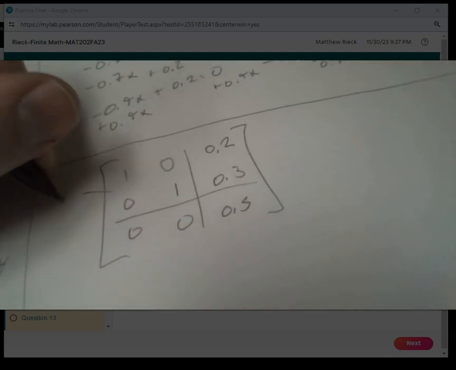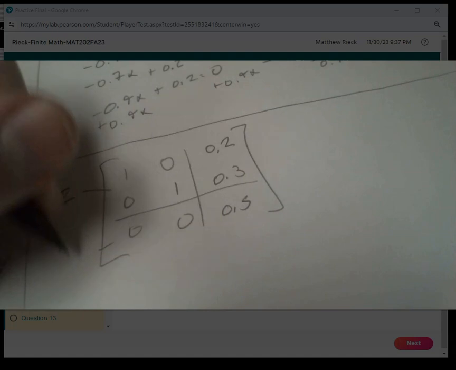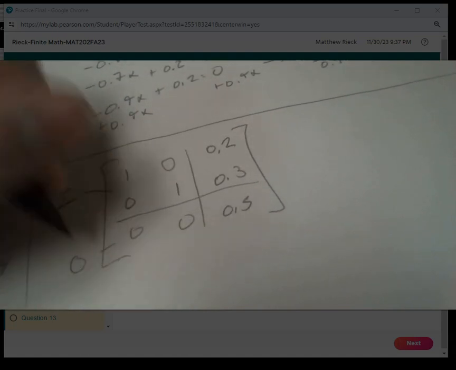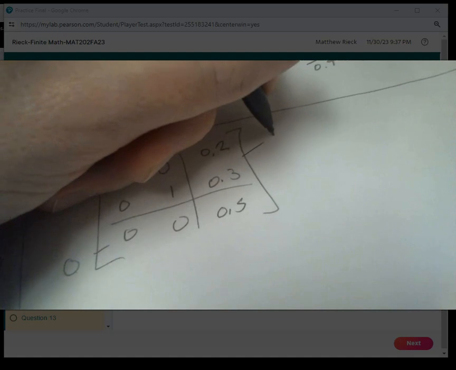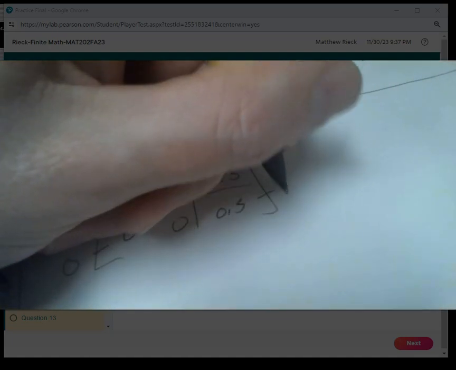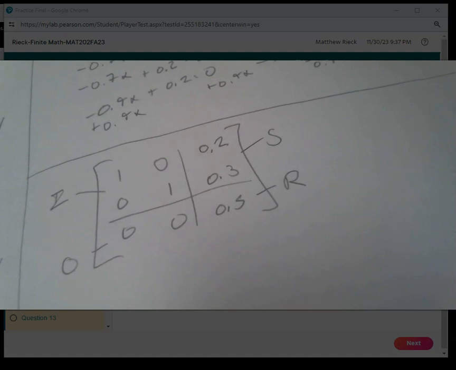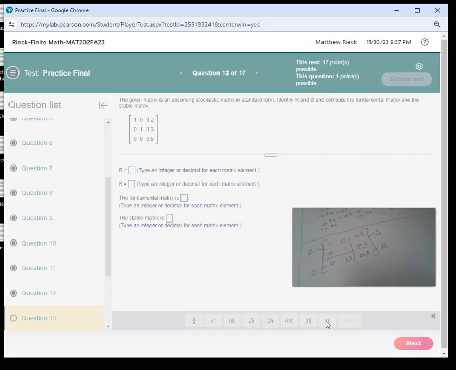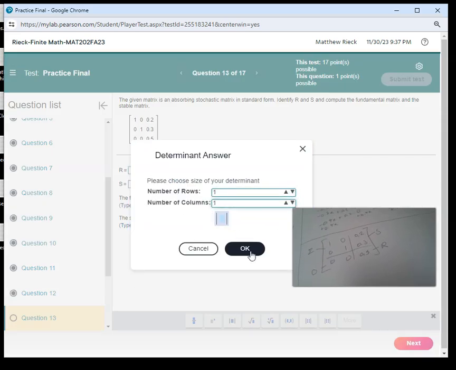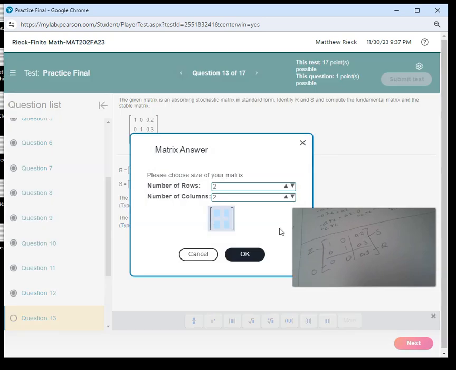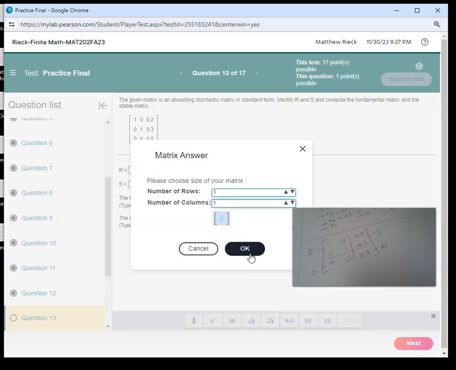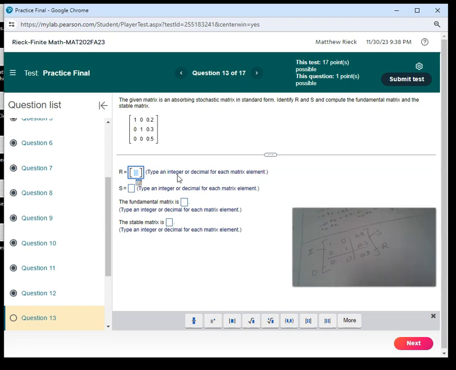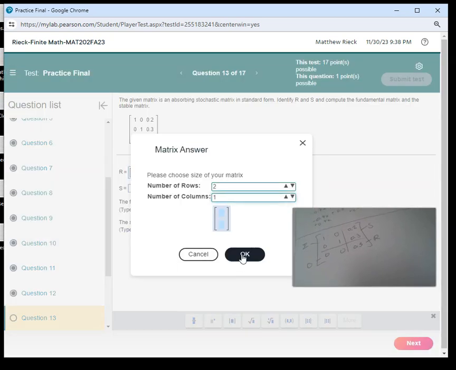With the absorbing stochastic matrix, we can rewrite it as having the identity matrix in the upper left-hand corner, the zero matrix in the lower left-hand corner. This is my matrix S, and this is my matrix R, my submatrices S and R. R is going to be a single element, 0.5, and S is going to be a 2x1 submatrix.